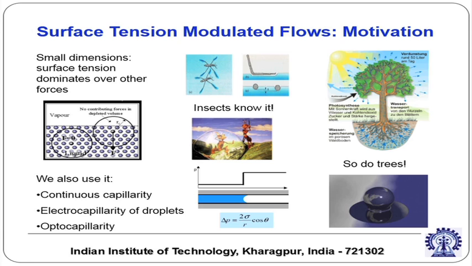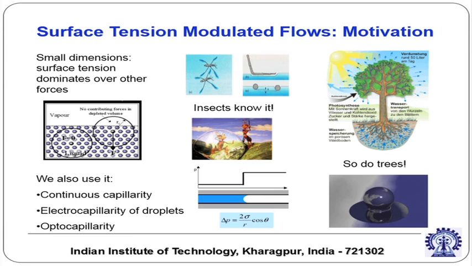So, a brief motivation, what I have discussed: in small dimensions surface tension dominates over other forces. It is not a very new kind of force, it is something which nature has been knowing for a very long time. Think of the transmission of water from the lower level to the topmost level of a tall tree. How is that possible? There is no pump made by engineers by which water is pumped from the root to the topmost level of the tree. But it is possible by surface tension, by capillary action.